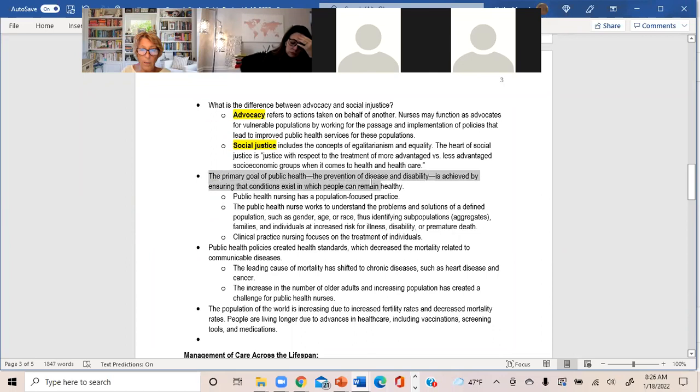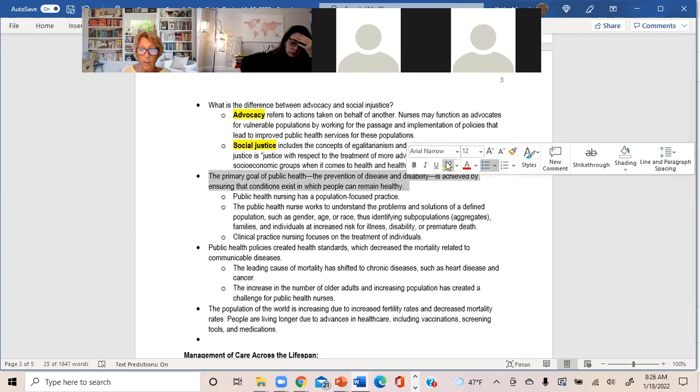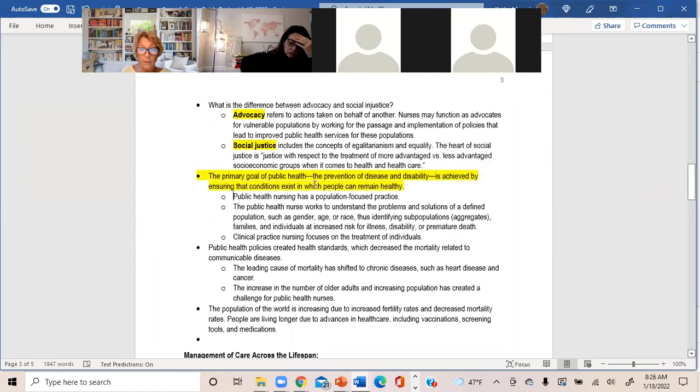Primary goal of public health. What is the primary goal of public health? That's one of our objectives. Okay, back in, I think, chapter 2, the prevention of disease and disability. Okay, yeah, this is back in chapter 1.